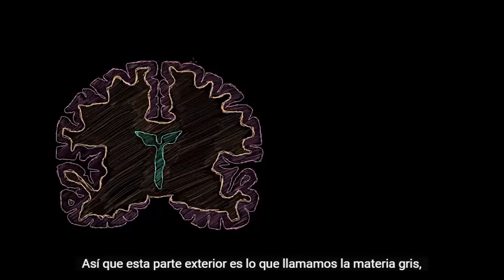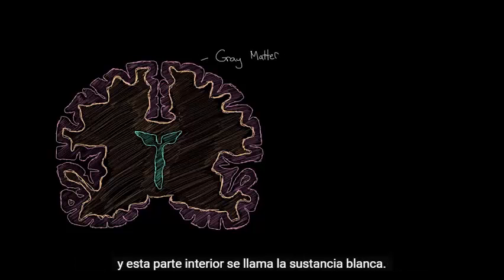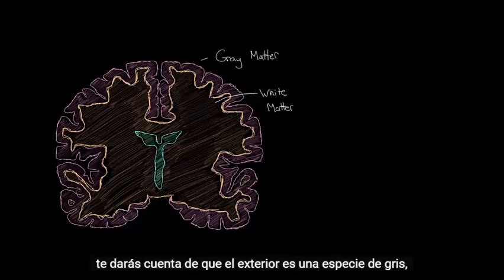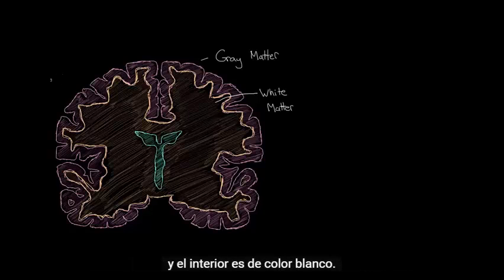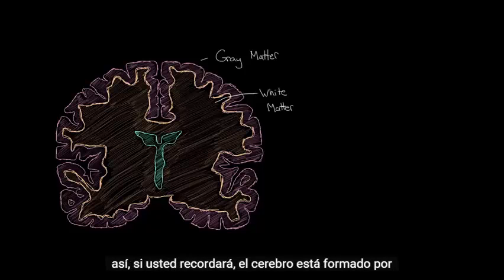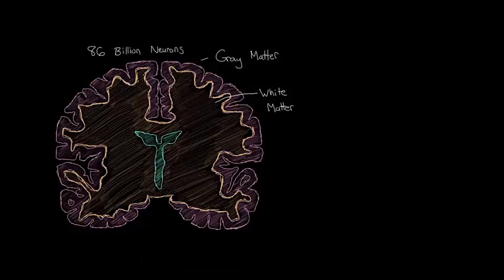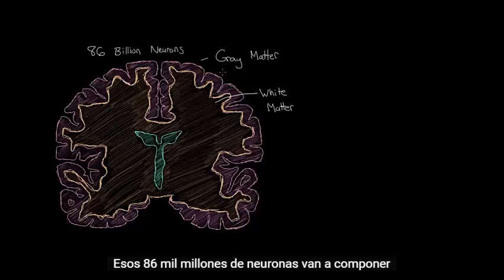So this exterior part is what we call the gray matter, and this interior part is called the white matter. Now, of course, in this sketch, it's not actually gray and white, but if you look at a real brain, you'll notice that the exterior is kind of gray, and the interior is white. So what makes up the gray and white matter? Well, if you'll remember, the brain is made up of about 86 billion neurons. Those 86 billion neurons are going to compose the gray matter and the white matter.